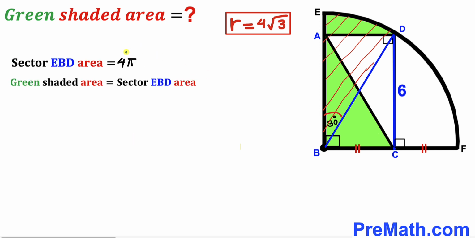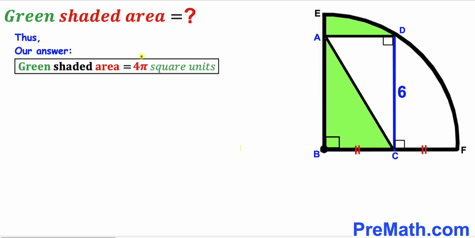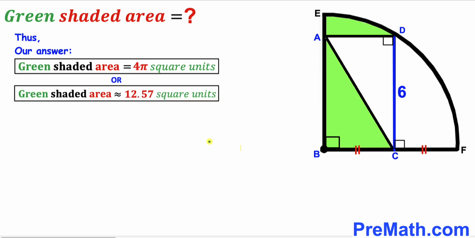So thus our sector ABD area turns out to be 4 pi. And we know that the green shaded area is equal to the sector ABD area. Therefore this green shaded area has got to be 4 pi square units. So thus after all the calculations and manipulations, our green shaded area turns out to be 4 pi square units. And that's going to be approximately equal to 12.57 square units as well. And that's our final answer.